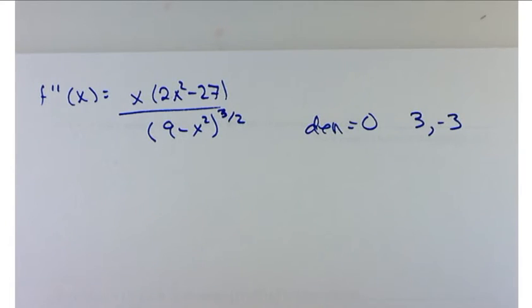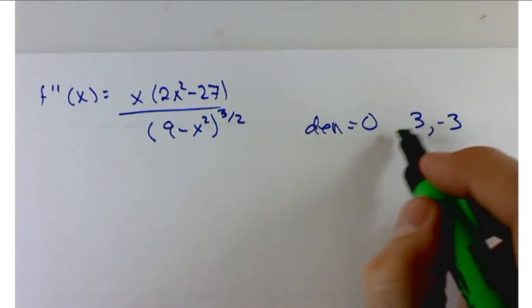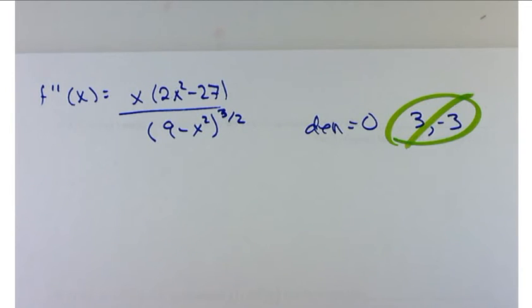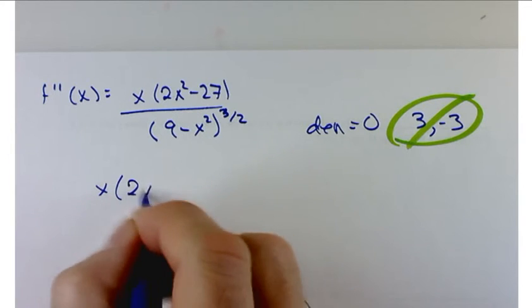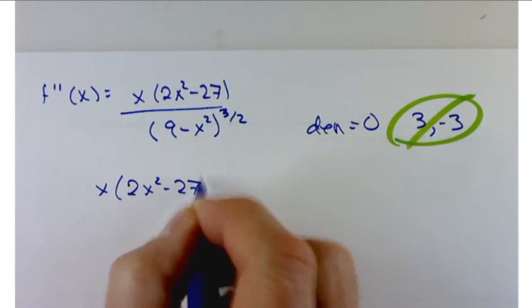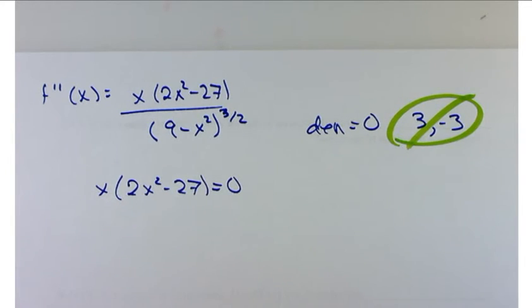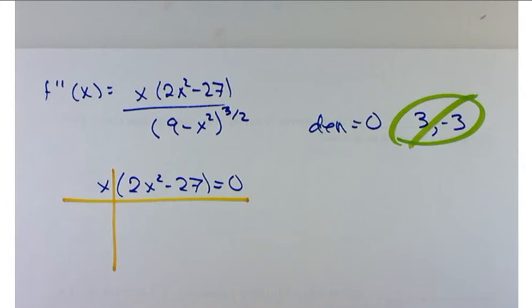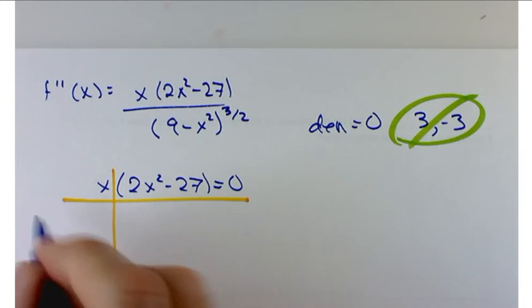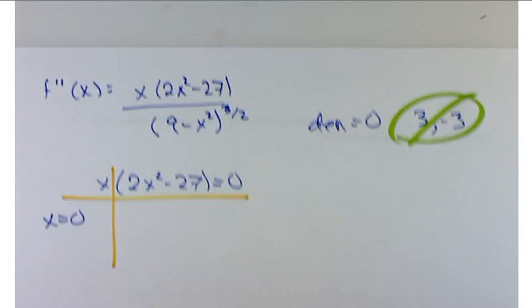So x times 2x squared minus 27 equals 0. We got a couple possibilities. The nice thing for us is that one of them is pretty simple. X equals 0. The other one, where does this equal 0? It's where x squared equals 27 over 2. X equals plus or minus the square root of that.